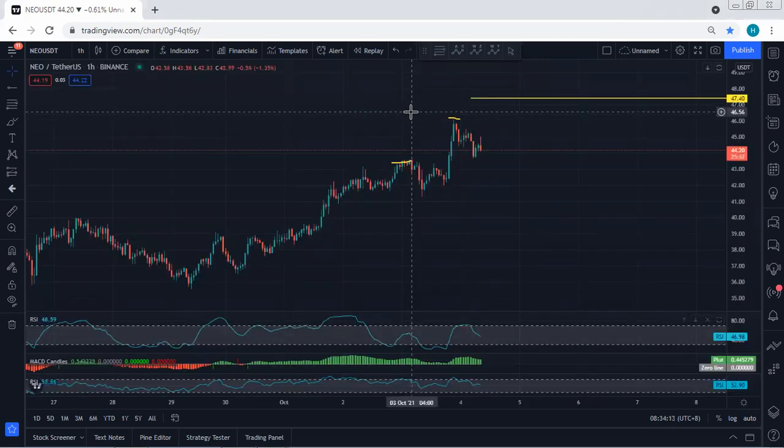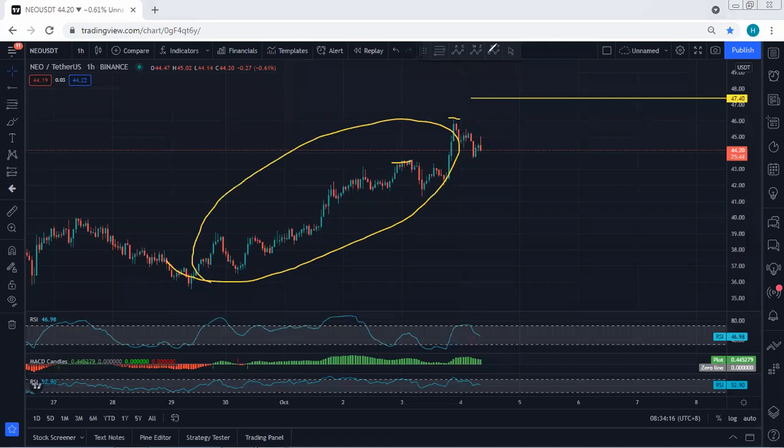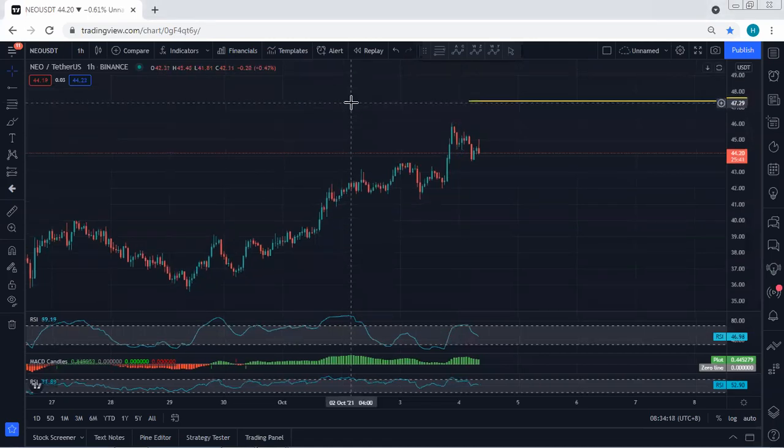For those traders keeping the trade within this move, at least move your stop loss to break even. And what's next? Based on the 1 hour chart, the next level I'm looking for, I want to see whether the price can break 47.4 or not.